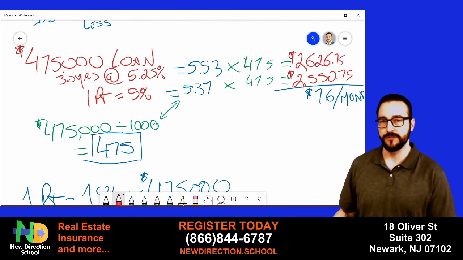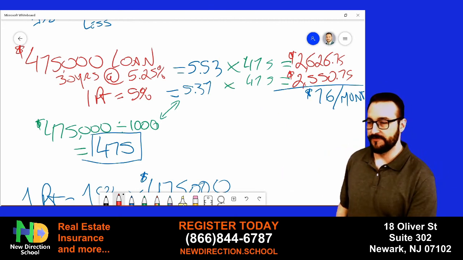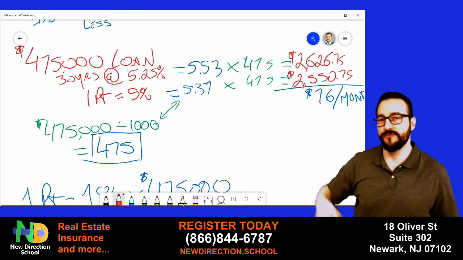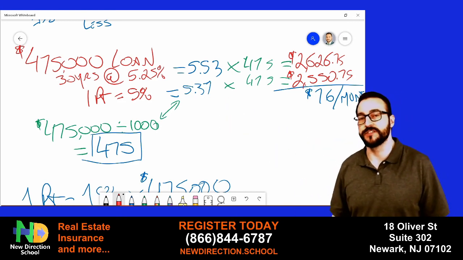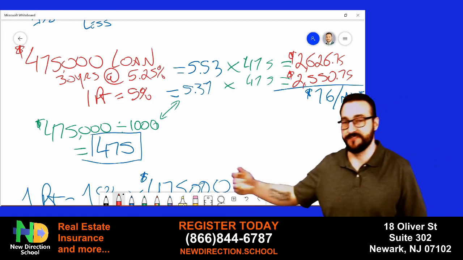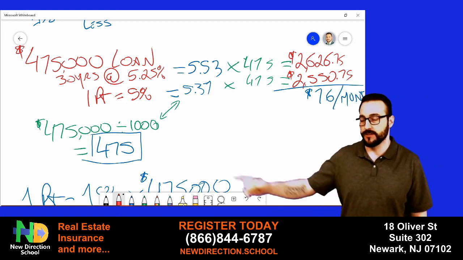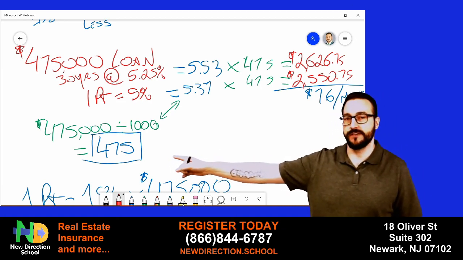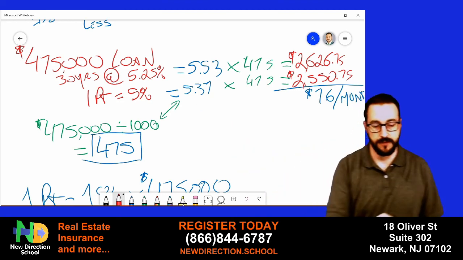So let's go back to the numbers we found. For 5.25%, we found 5.53. For 5%, we found 5.37, okay? These are the numbers needed to amortize at 5.25% and 5% respectively for 30 years. So we're going to find this number, 475, because it's per thousands, right? And we multiply by these. What did we get?